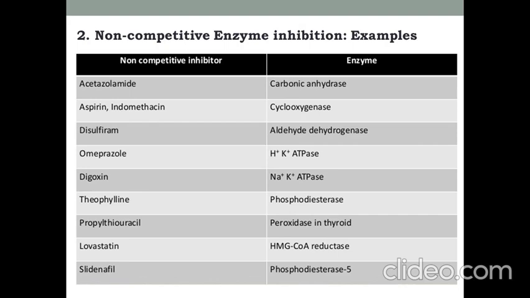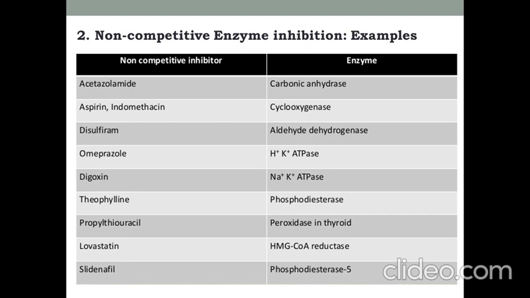So first example is acetazolamide. It is used as a carbonic anhydrase inhibitor. Second one is aspirin or indomethacin. These are non-steroidal anti-inflammatory drugs and are used to inhibit the cyclooxygenase enzyme. It is known as COX enzyme. Third one is disulfiram. Disulfiram is used as an aldehyde dehydrogenase enzyme inhibitor.